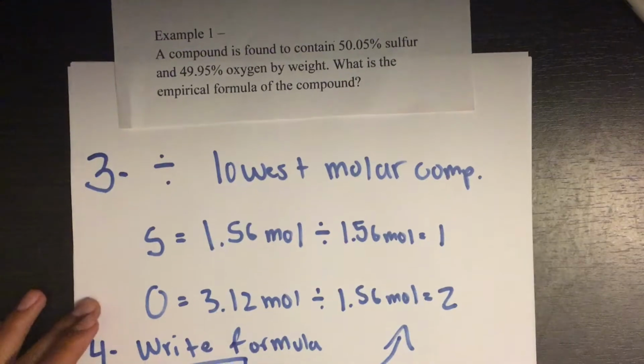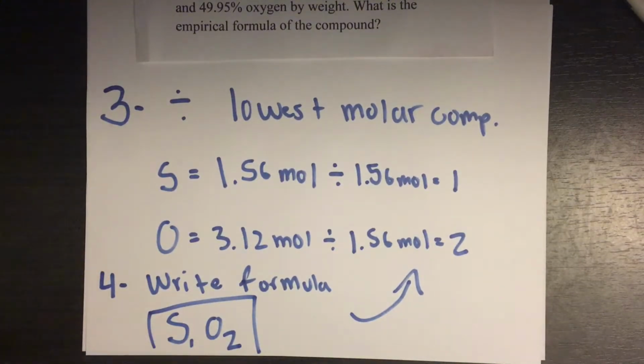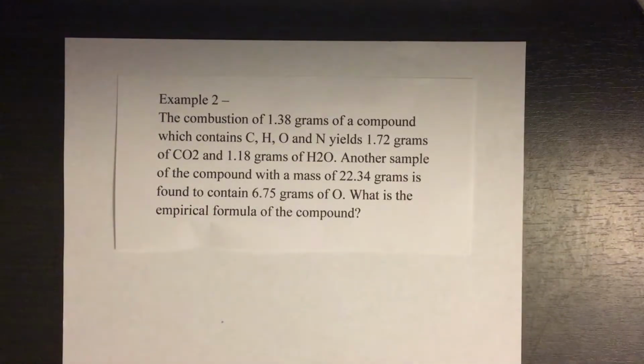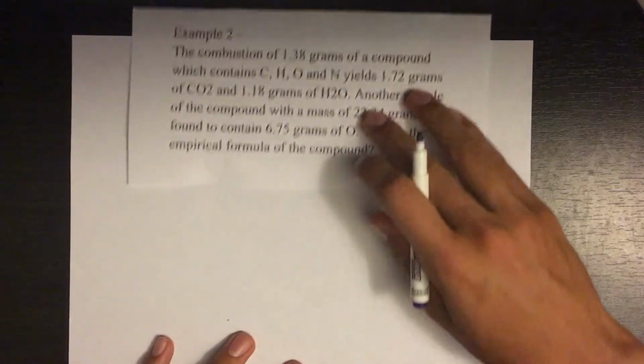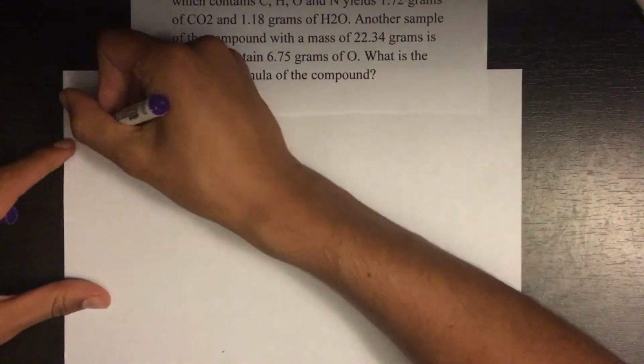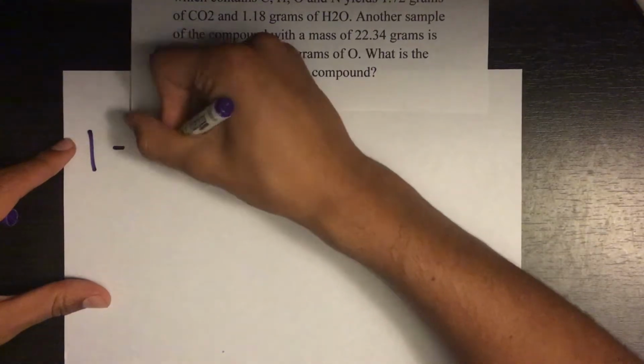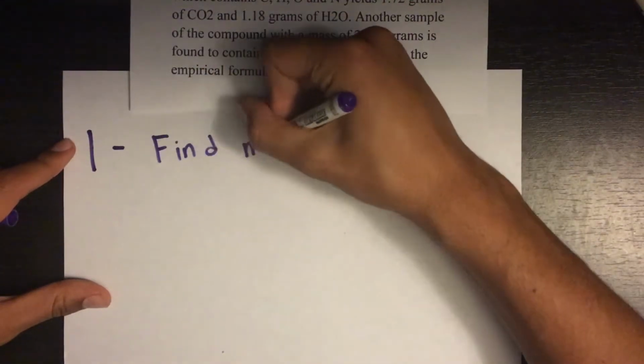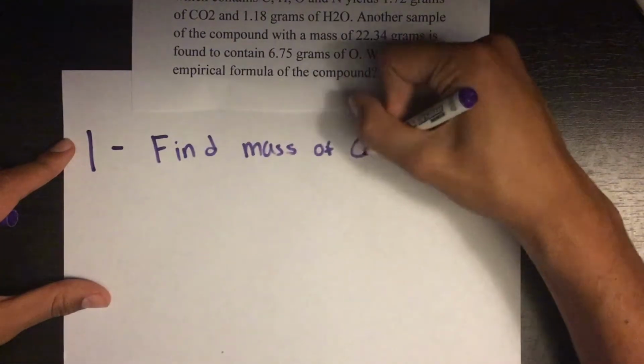Now we move on to a little more difficult problem. This next problem is a combustion problem with a little bit more difficulty. So example 2. The combustion of 1.38 grams of a compound which contains carbon, hydrogen, oxygen, and nitrogen yields 1.72 grams of carbon dioxide and 1.18 grams of water. Another sample of the compound with a mass of 22.34 grams is found to contain 6.7 grams of oxygen. What is the empirical formula of the compound? So here, step 1 would simply be to find the mass of carbon and hydrogen, because it is not explicitly stated in the problem.